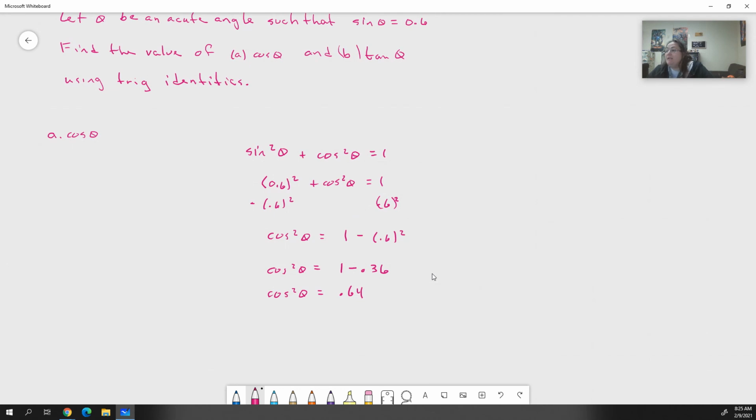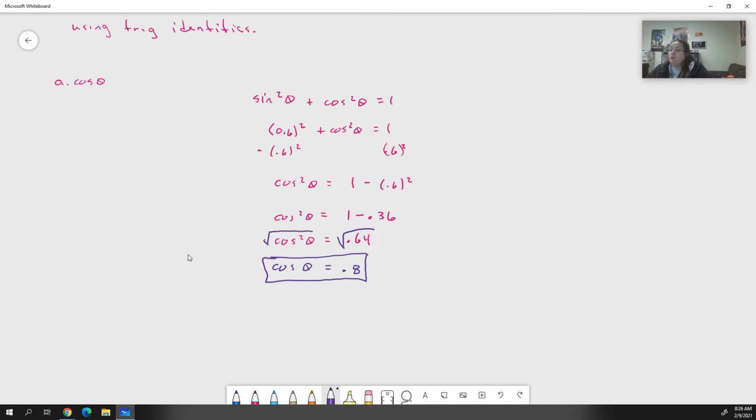And then just like anything else, we can take the square root of both sides because this is cosine squared of theta. And if I take the square root of both sides, I get cosine of theta equals 0.8. Does that make some sense to you? I'm going to show you more. You don't have to rest on just that one. So that would be how we found our cosine of theta, right?